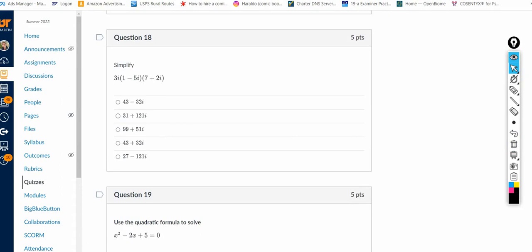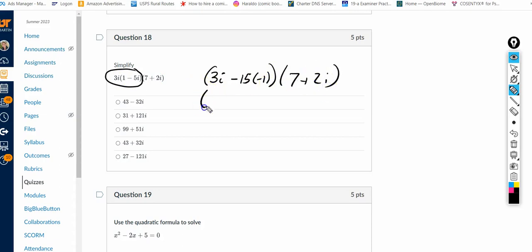All right, let's simplify. Okay, one way you can do this, you can FOIL that first, then multiply everything by 3i, or you can do this first and then FOIL. Okay, so if I do that, I'm going to have 3i times 1, and 3i times -5i. Well, 3 times -5 is -15, and i times i is i squared, which is -1. And then let's clean this up. I'm going to have 3i plus 15.